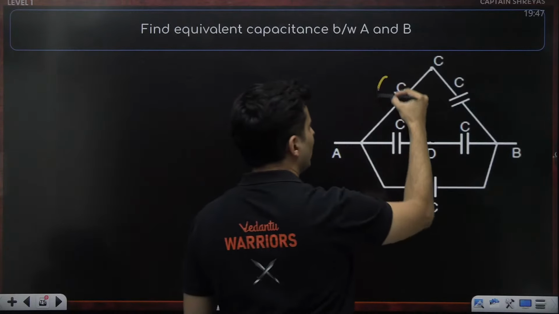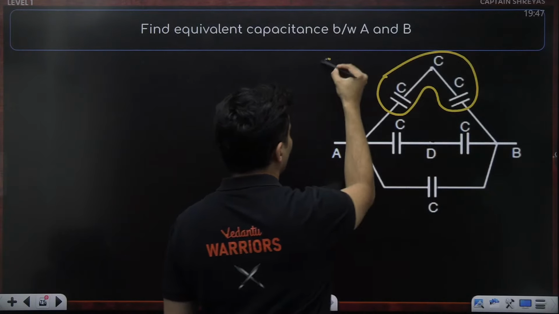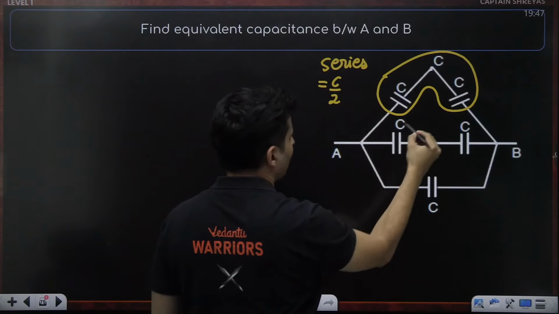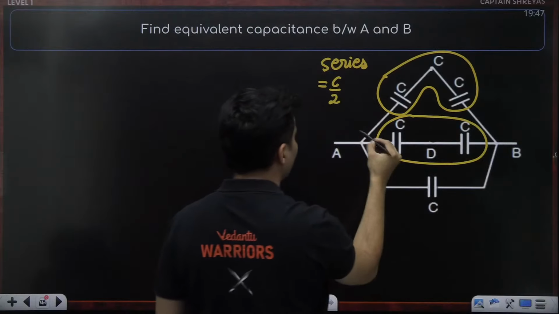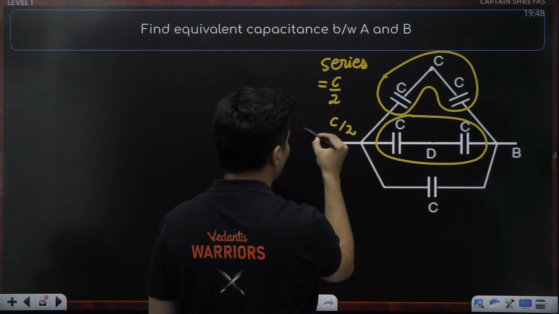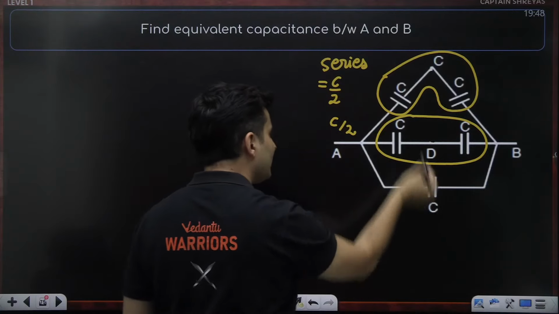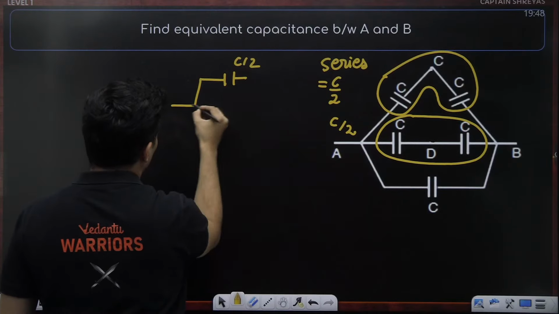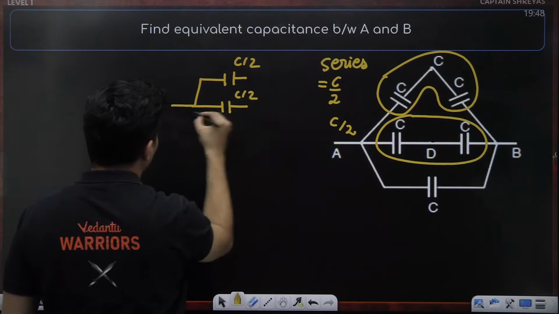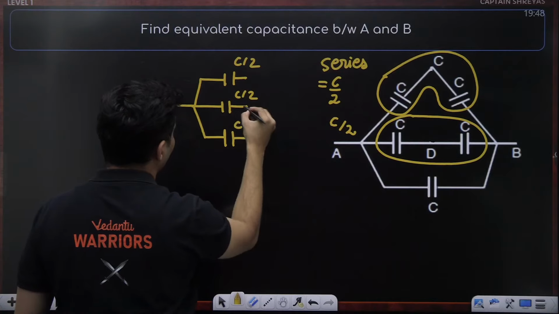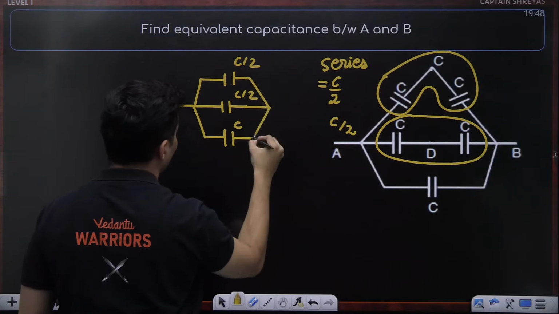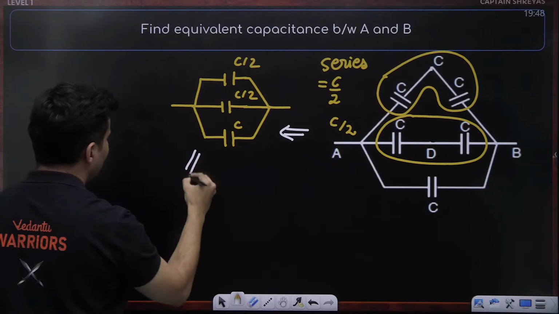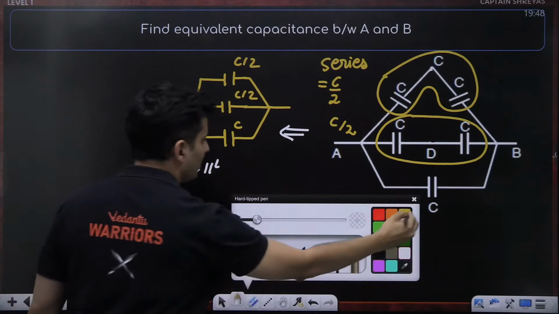How? These two capacitors are in series. When capacitors are in series, what is the equivalent capacitance? C by 2. These two capacitors are also in series, so also C by 2. This one is C. Now these three are in parallel. I hope you can see that. So you have C by 2, another C by 2, and a C. All these three are in parallel. So once they are in parallel, you just have to add them up.